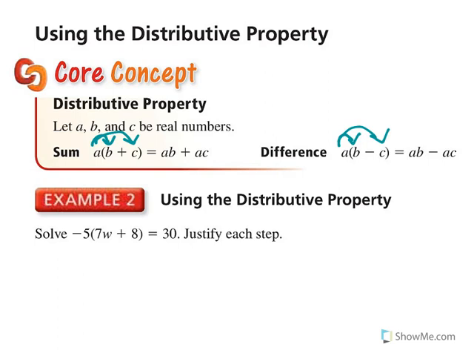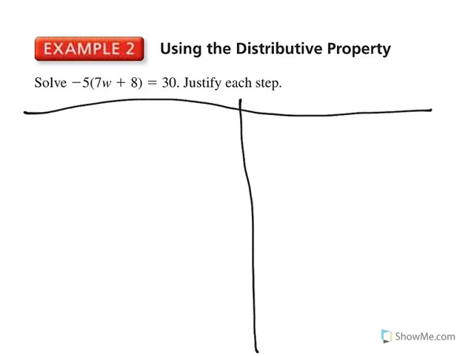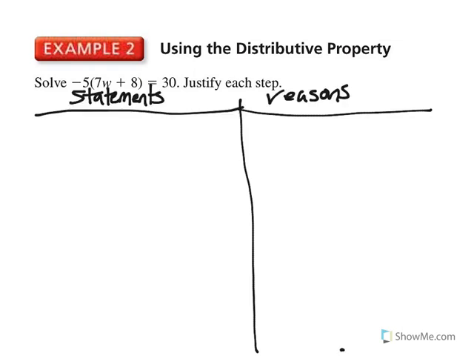So we have this second example. We want to use distributive property. And so we need to justify each step, just like last time. So I'm going to go ahead and move this up so I have more room. So once again, I need to have a table. So I need to have my statements and my reasons. So I just make a T-chart. Anytime I start, my first statement is going to be what I was given. So I have negative 5 times (7W plus 8) is equal to 30. My reason for this, I haven't done anything, so it is just that it was given to me in my problem.